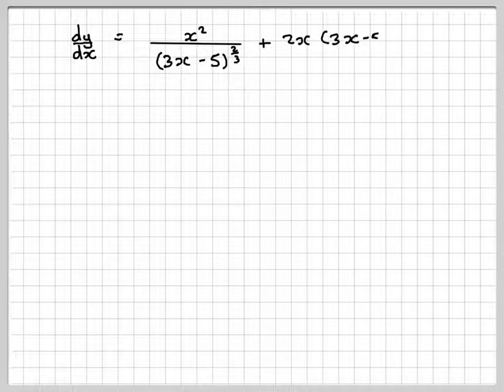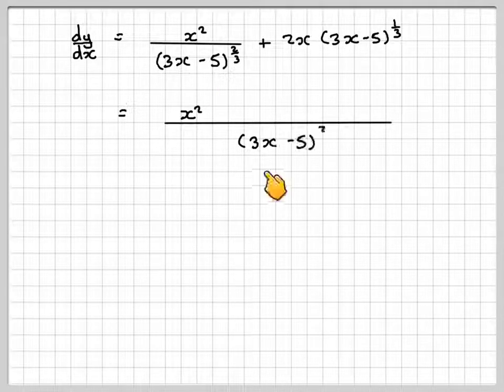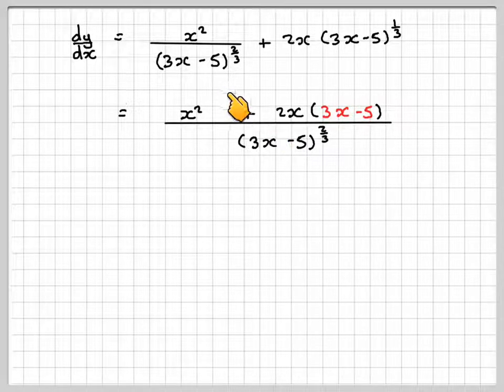So what we're going to do now is put this over a common denominator. So we're going to have x squared, and the common denominator is going to be 3x minus 5 to the 2/3. And then we're going to have a 2 plus 2x times 3x minus 5 to the 2/3 times 3x minus 5 to the 1/3, you have to add together the powers. So 2/3 plus 1/3 makes to the power of 1, which I'm not going to bother to write in. So this bit here becomes 2x times 3x minus 5 to the power of 1.